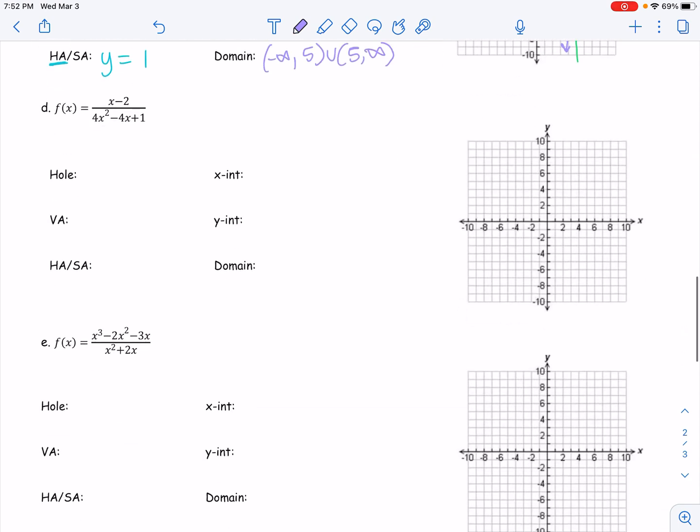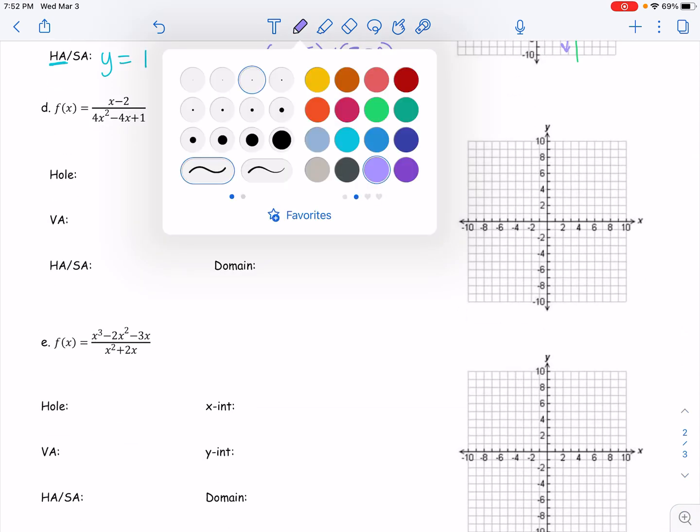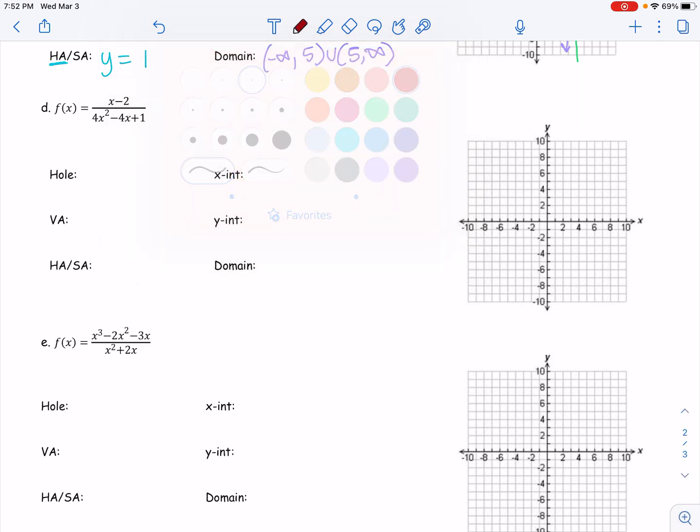All right. So like I said, the rest of this is just practice. So if you want to stop and do some on your own and then pick back up, that would be a good idea. So let's do this.